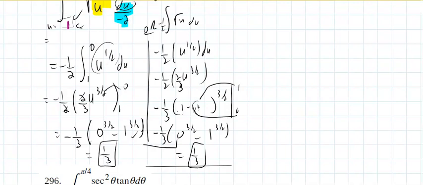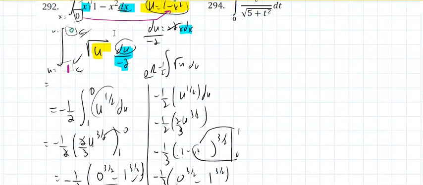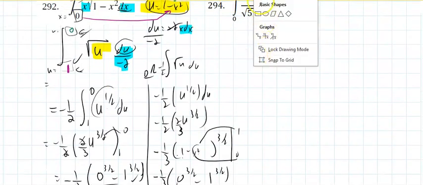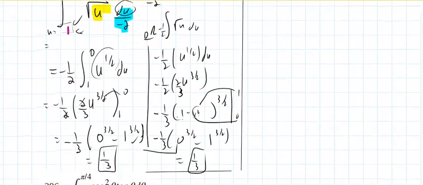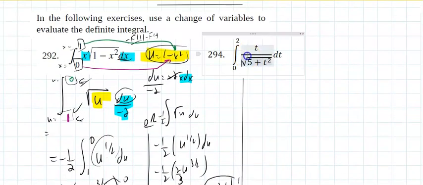But I strongly suggest that you change the limits in the integral. In this class, it'll save you 1 step. In the next course, it could save you anywhere from 3 to 5 steps, especially when you do trigonometric substitution. Here's another one.